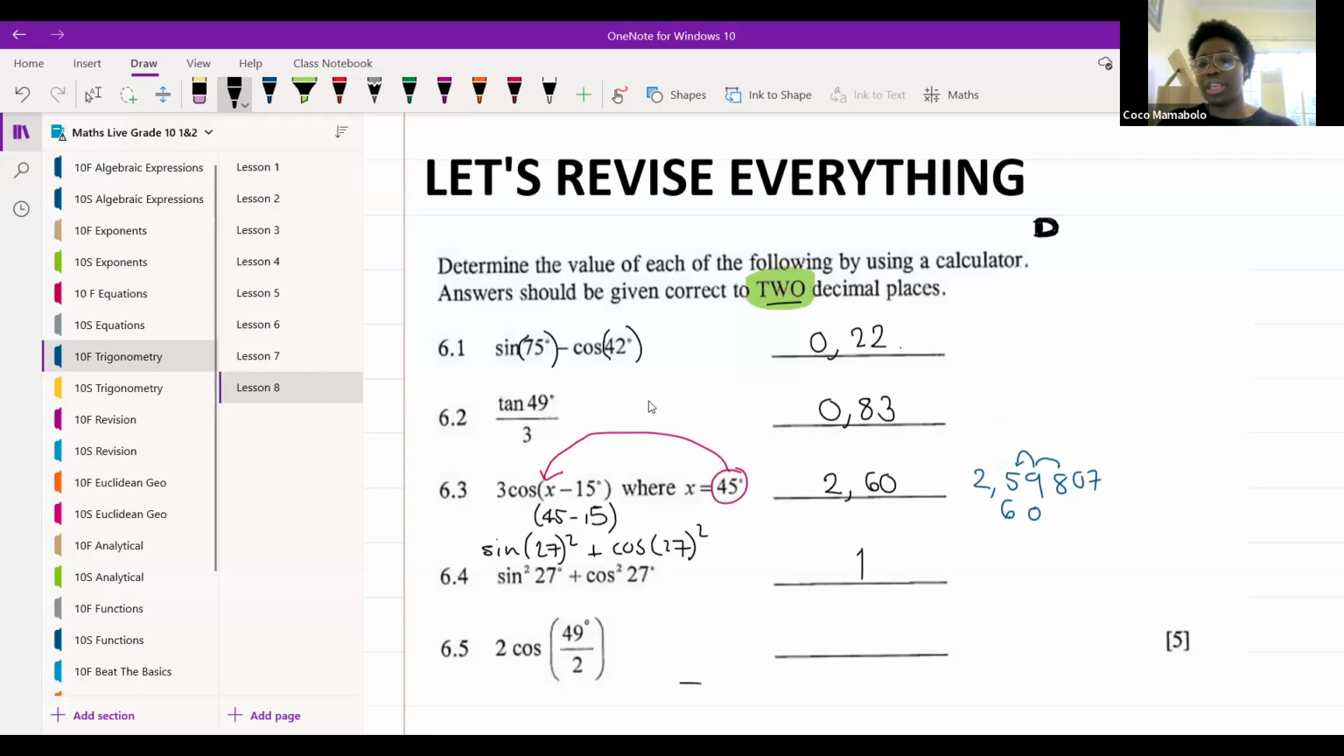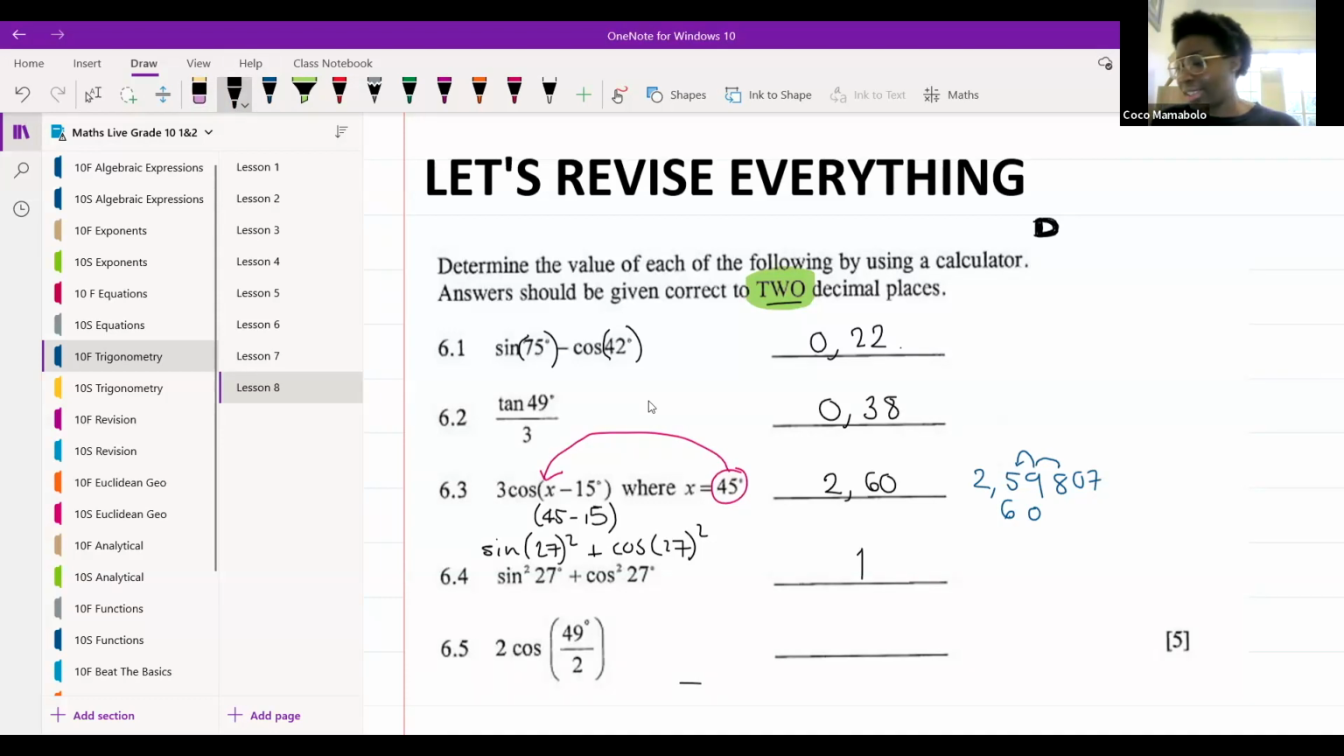2 cos of 49 over 2, 6.2. Let me double check. 6.2 tan 49 divided by 3 equals, no, I'm lying. It's 0.38, not 0.83. Sorry, yes. Thank you, Sia, 0.38. Sorry, I think I missed that first 3. I don't know where I was going. Sorry, guys. Thank you, Sia.